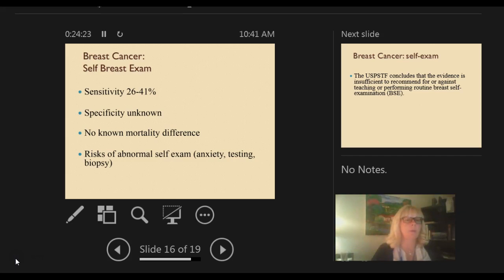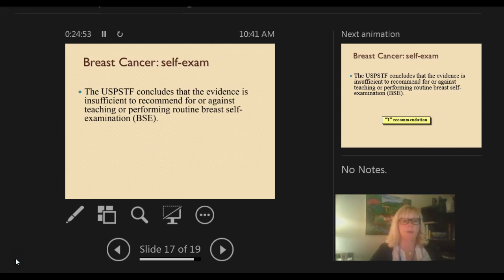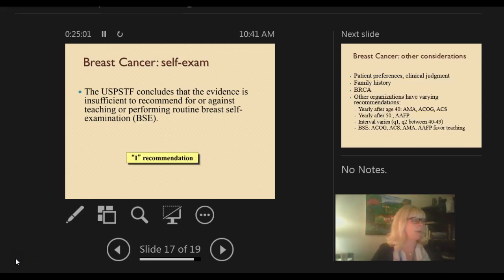The self-breast exam, if you can see, checking the breast yourself. So let me just get this straight. The one before was a clinical breast exam in the office, me checking for lumps. Now this is you doing it yourself. As you can see, the sensitivity goes way down because, again, by the time you find it, it's usually a lot bigger. Maybe it's been there a while. We don't really know the specificity. We don't know if there's a mortality difference at all. And the self-exam, so now it concludes that it's insufficient to recommend for or against. So it's an I recommendation.